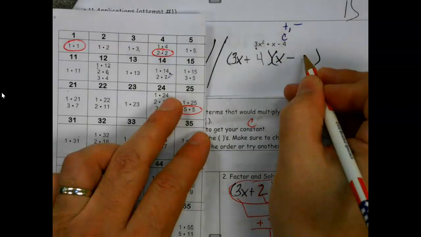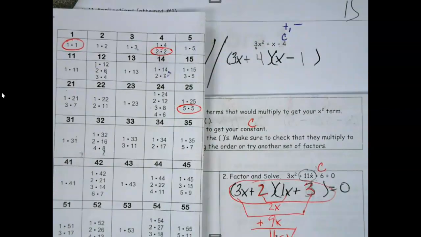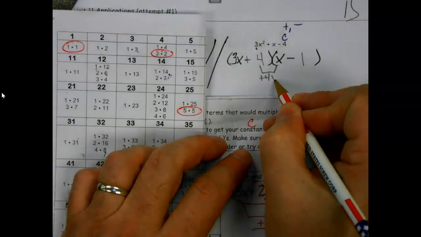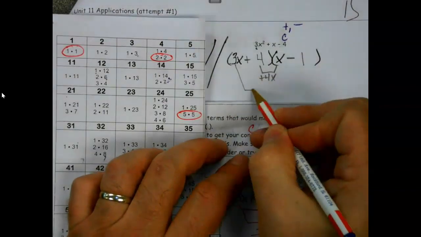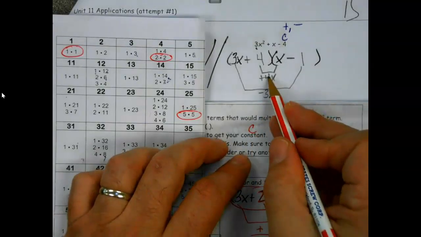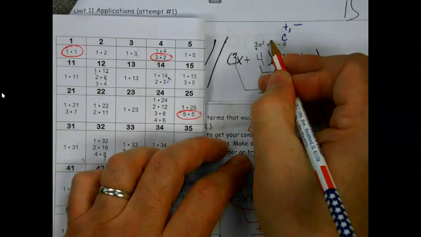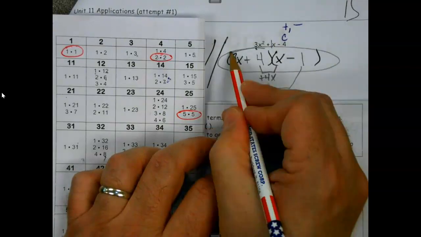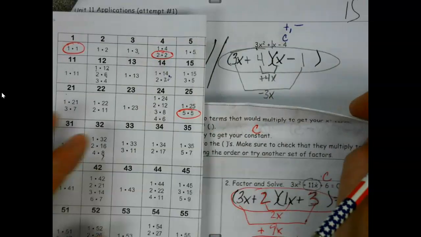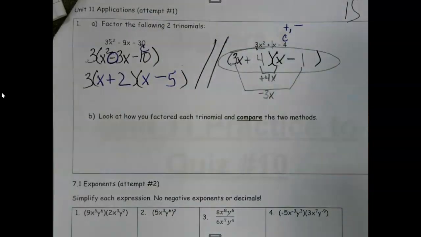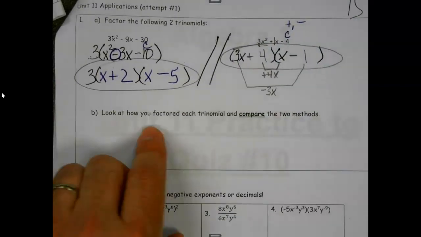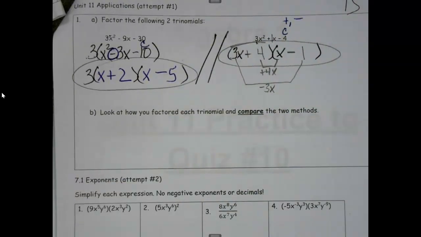Okay, let's give it a shot. So let's try 4 and 1. So we give it a go. That's positive 4. Give that a go. That's negative 3. 4 plus negative 3 is positive 1. Yes, it is. And if it wouldn't have worked the first time, we'd have kept trying. So now, look how you factored each trinomial and compare. Very basic here.